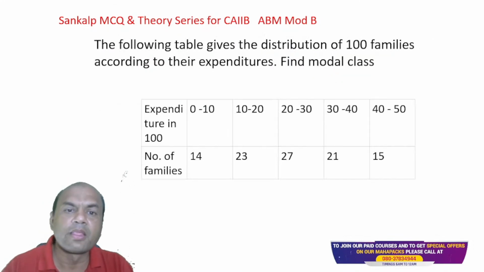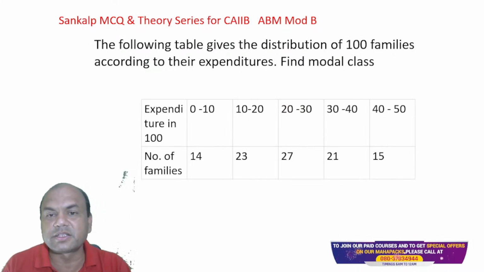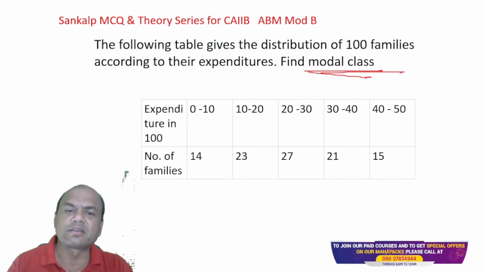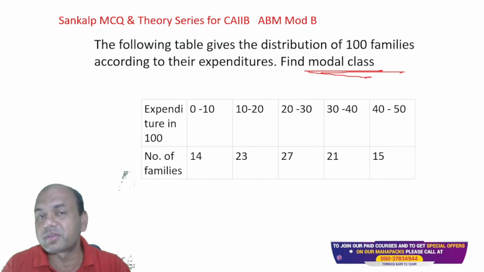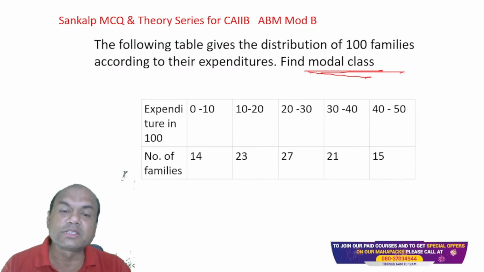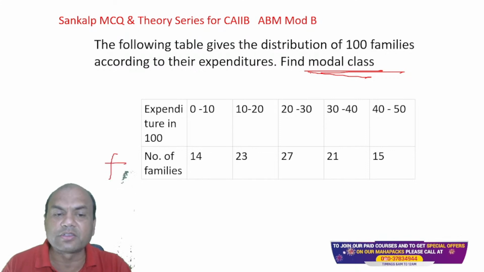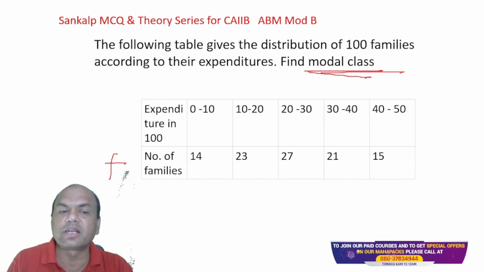Okay. The following table gives the distribution of 100 families according to their expenditure. Find the modal class. Simple. Let me see who can give me the fastest answer. Modal class. Mode means what? Just now we did mode. Modal means the class which is having the highest frequency. So which is having the highest frequency? Number of families. This is F. Remember, class is always this class, or we call it X also. X or class only, call it X class. Because for this class we have a class mark.